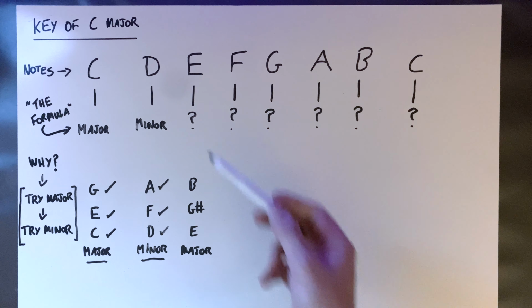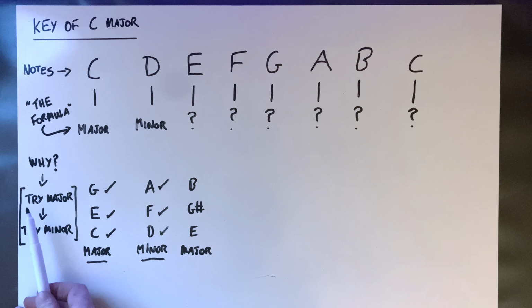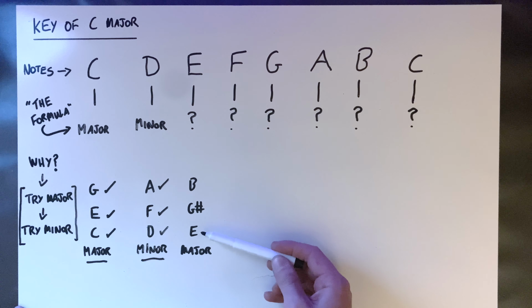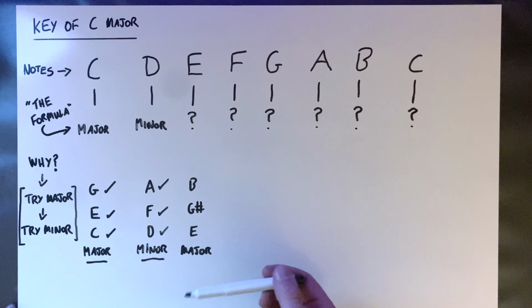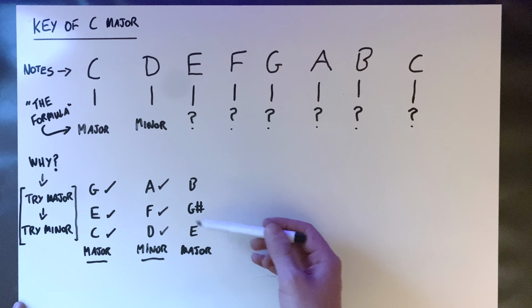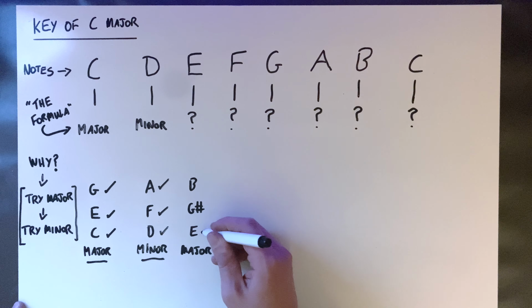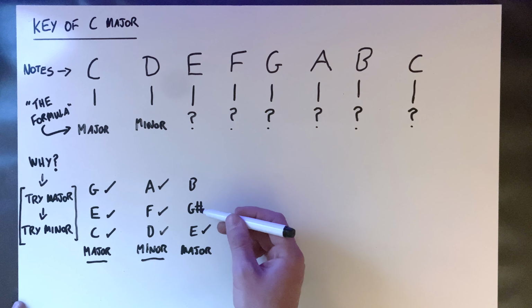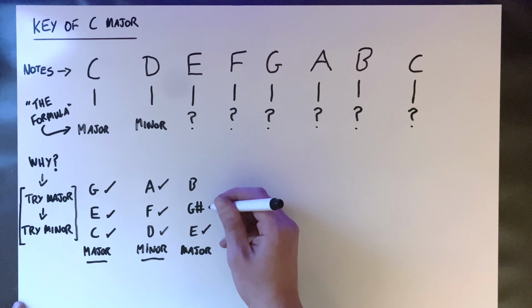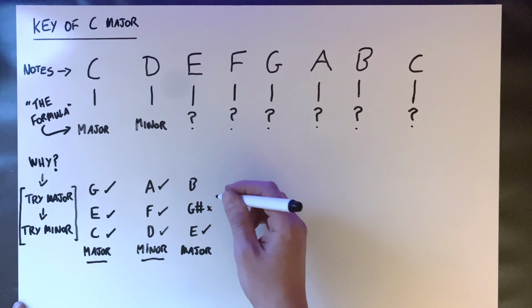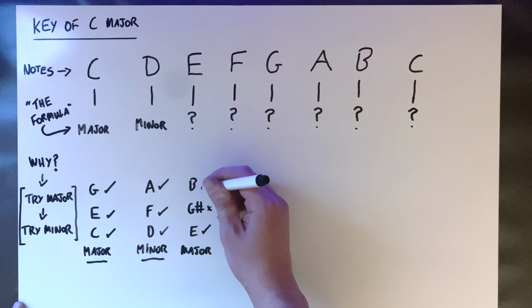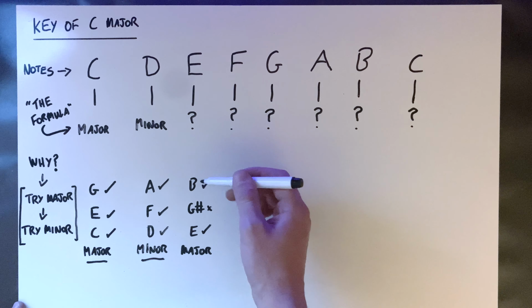So for our third note, E, let's firstly try the major triad. So in the major triad we've got E, G sharp and B. So let's go through those three notes. Is E in the C major scale? Yes it is, that's fine. Is G sharp in the C major scale? No it's not. And is B in the C scale? Yes it is, so that's okay.